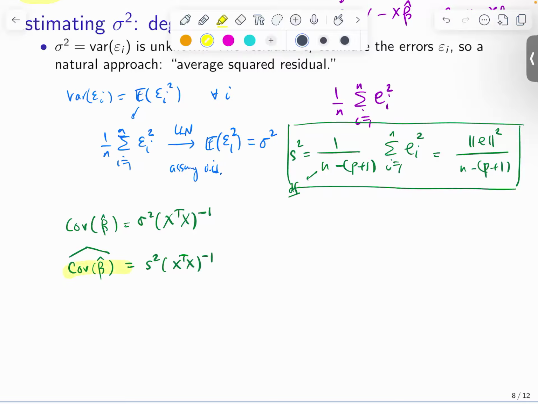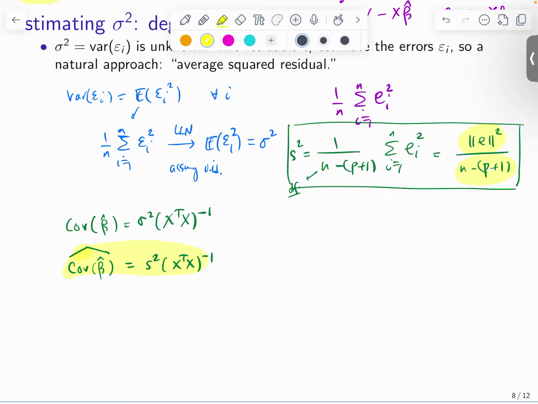Okay, so I can get a plug-in estimator of the covariance matrix by replacing sigma squared with S squared, and now I can calculate everything. I know S squared is defined in terms of the residual sum of squares, or the norm of the vector E squared, divided by this quantity. And so I have a good estimator of the covariance. This allows me to do the confidence intervals, hypothesis testing, and stuff like that.